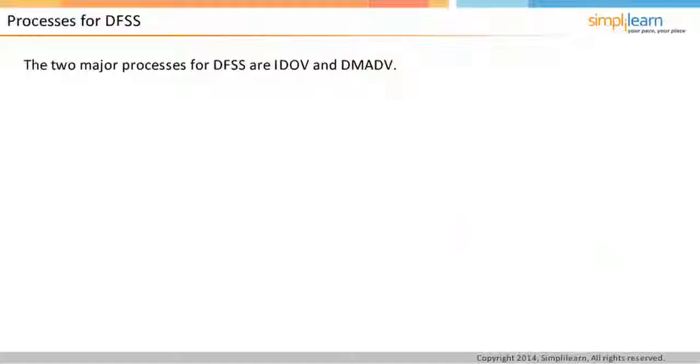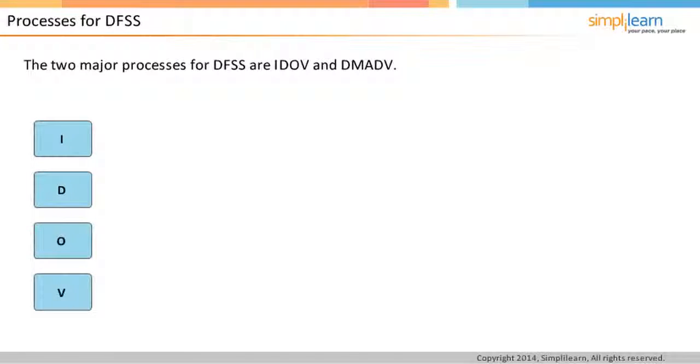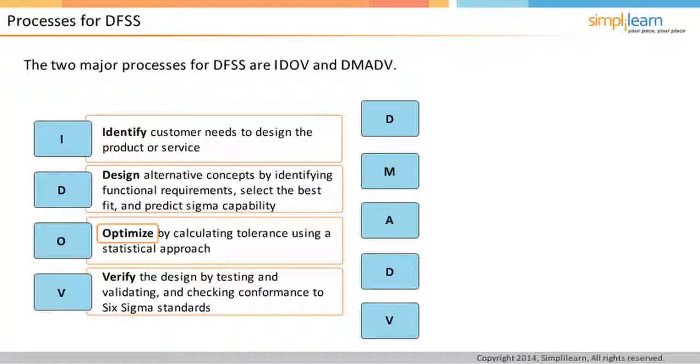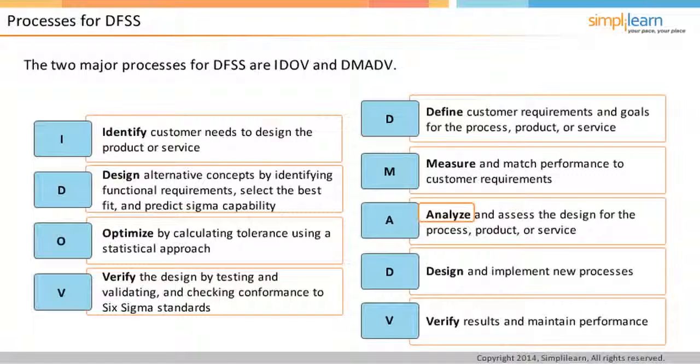The two major processes for DFSS are IDOV and DMADV. IDOV stands for Identify, Design, Optimize, and Verify. DMADV stands for Define, Measure, Analyze, Design, and Verify. In the IDOV process, the first step involves identifying specific customer needs based on which the new product and business process will be designed. The next step involves design, which involves identifying functional requirements, developing alternate concepts, evaluating the alternatives, selecting a best fit concept, and predicting Sigma capability.